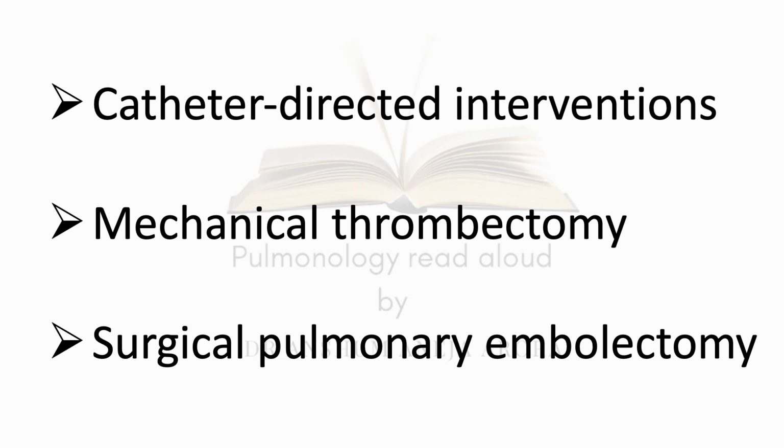So, as I said in my introduction, the catheter-directed interventions, mechanical thrombectomy, and surgical pulmonary embolectomy constitute the advanced reperfusion techniques. Most patients with acute pulmonary embolism will improve with anticoagulation, and selected high-risk patients will also respond to systemic thrombolysis as discussed in the previous video. A very small group of critically ill people who cannot receive thrombolysis because of bleeding risk or are deteriorating on medical management can be managed with these advanced reperfusion strategies.